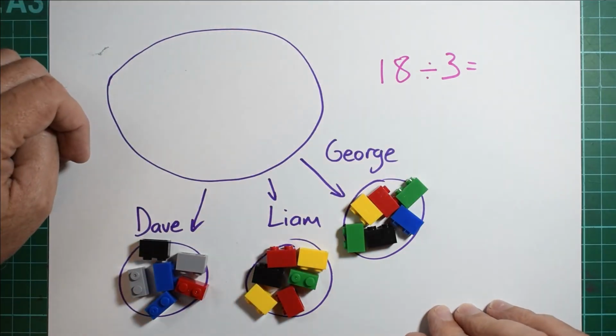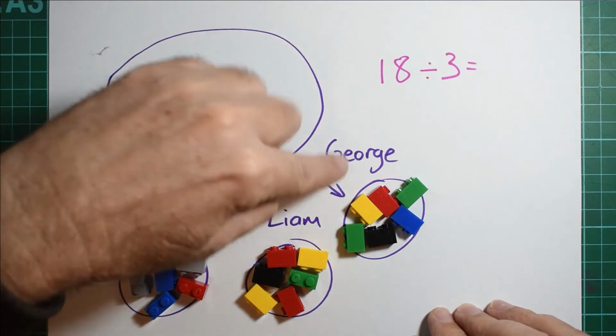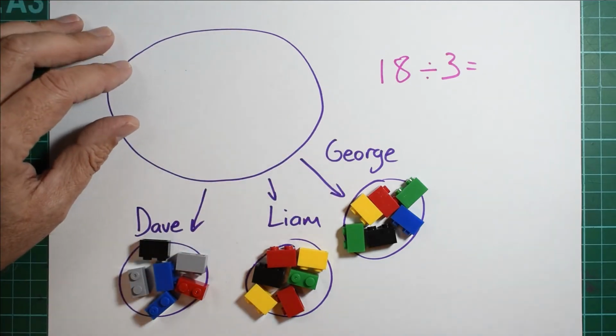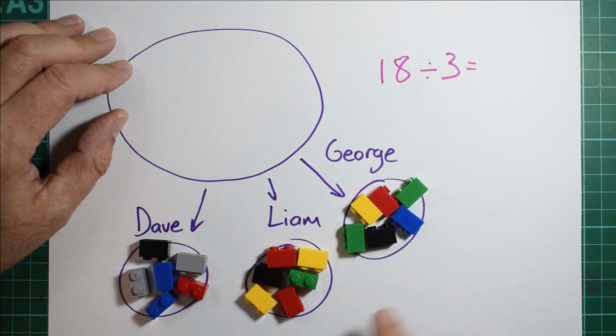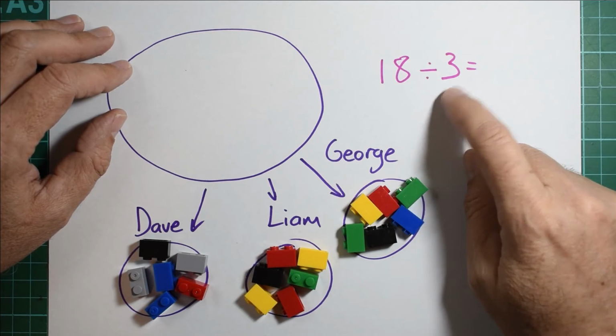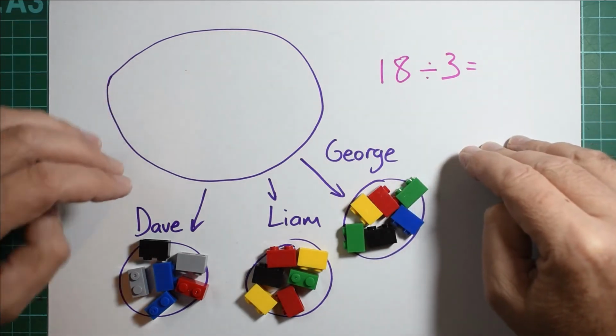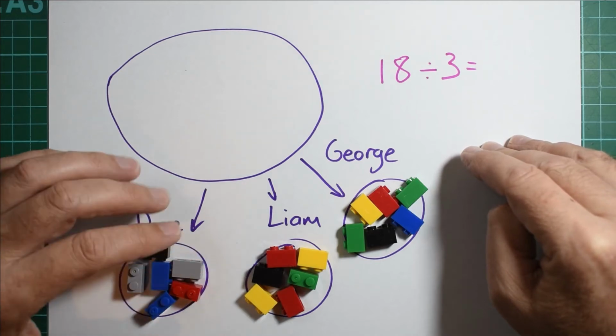Now, we've shared them all out equally. My initial set has been split up amongst the three smaller sets. I was careful to make sure they got the same amount each. It's not really divided by if I just put them in random numbers. There's lots of ways I could split up 18, but when I'm dividing by 3, I'm making sure that there's equal sets of each. So, let's see how many they've got each.